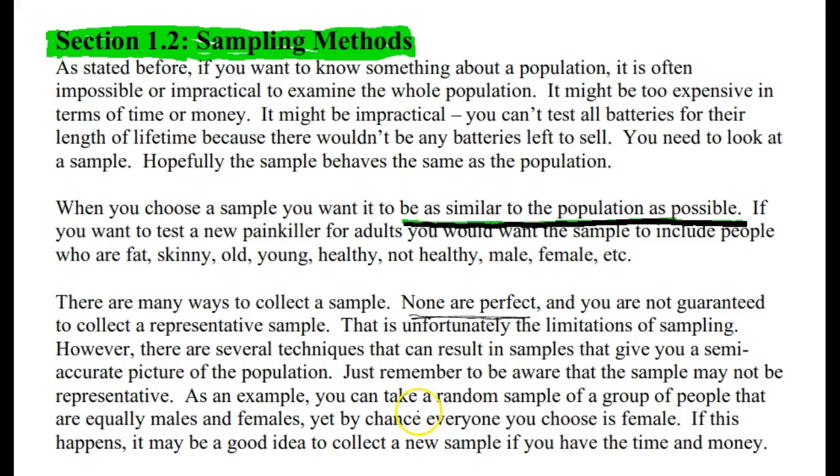As an example, you could take a random sample of a group of people that are equally males and females, yet by chance everyone you chose in the sample ended up being female. Now the probability of that happening would be quite small, but it would be possible. If this happens, it may be a good idea to collect a new sample if you have the time and the money.